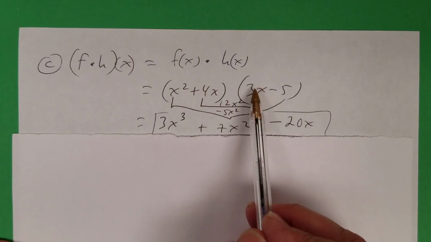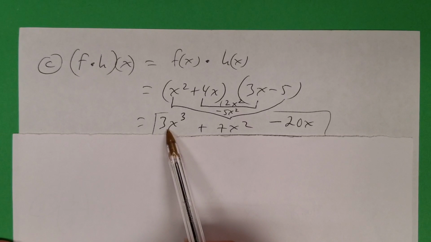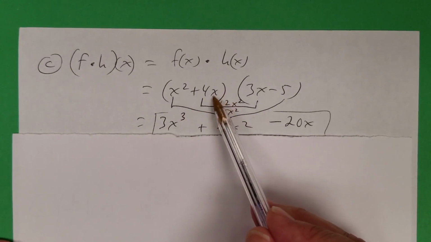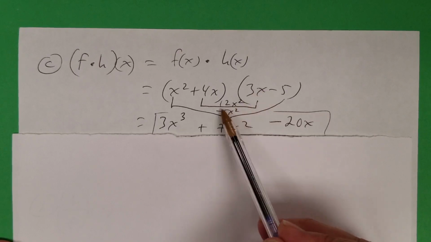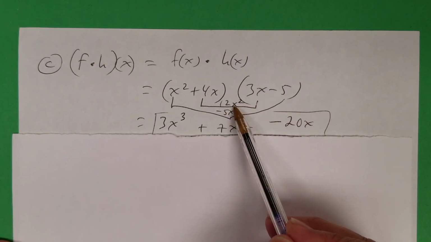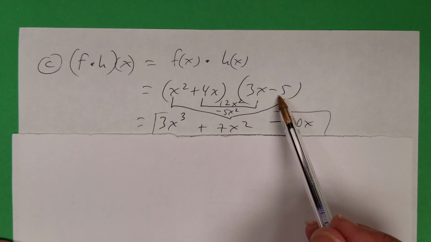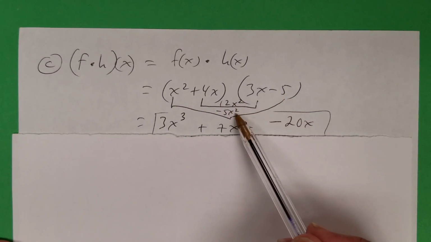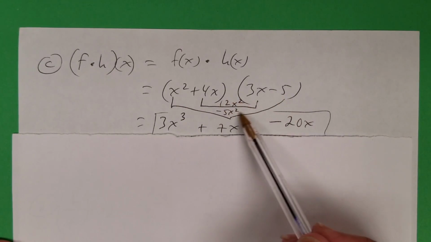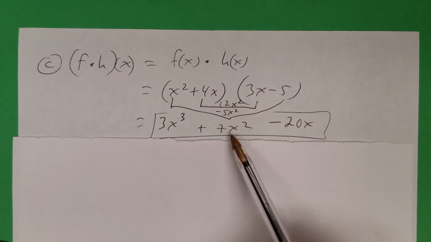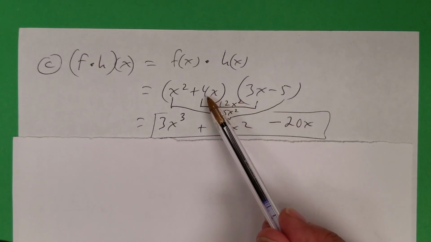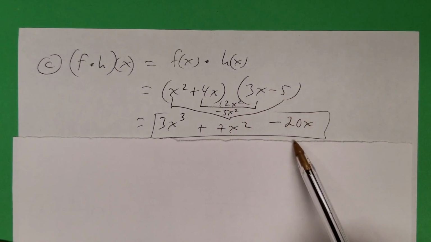Let's do the first. X squared times 3x is 3x to the third. 4x times 3x, that's the middle, 12x squared. X squared times negative 5, that's negative 5x squared. And I put those here so I can combine them really quick, save space. So the middle comes out to 7x squared. And then the last comes out to 4x times negative 5, which is negative 20x.